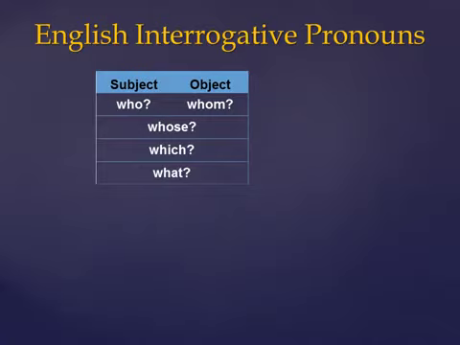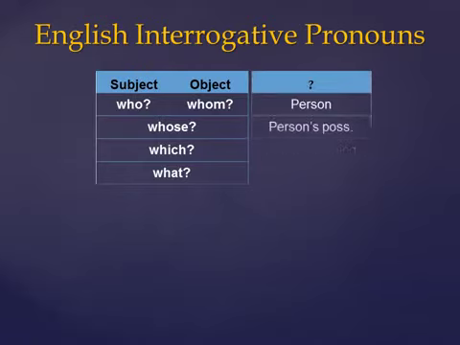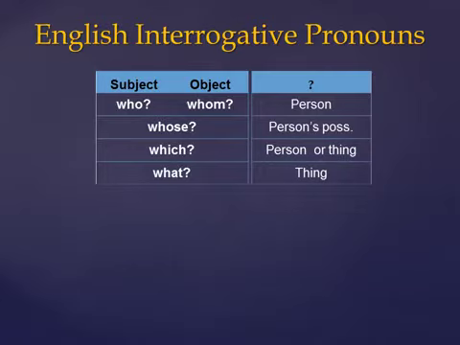But remember what a pronoun actually is. It's a word which substitutes for another substantive noun. That's a person, place, or thing. So we use who or whom when we're asking a question about a person. We use whose when we're asking about a person's possession or characteristic. The pronoun which can be used when asking about either a person or a thing, and we tend to use it when the number of choices are limited. And we use the pronoun what to refer to things and when there are many options.